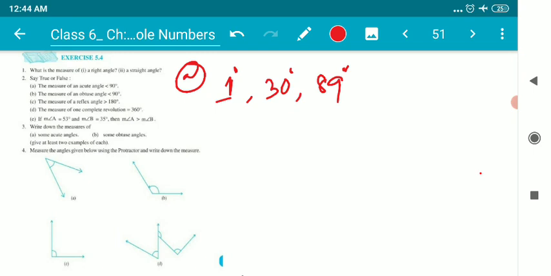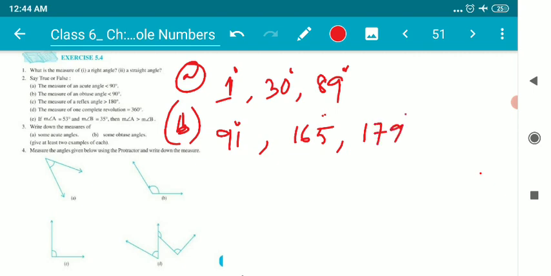No problem in that. It is not possible for us to write so many angles at a time, so I'm just writing 3. You write 3, that's enough. Part B is some obtuse angles more than 90 degree. So I'm just writing 91 degree. Then I'll take, suppose, 165 degree. Then I'll take 179 degree. These are the obtuse angles I prefer to take.